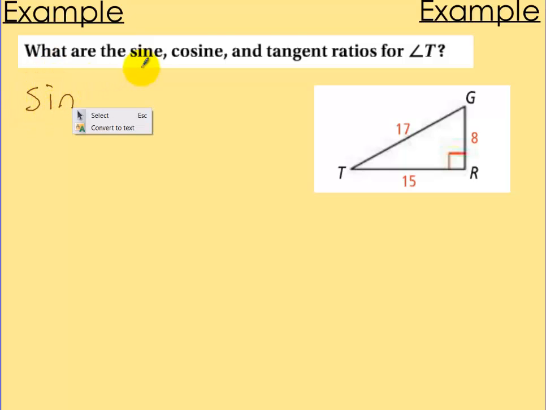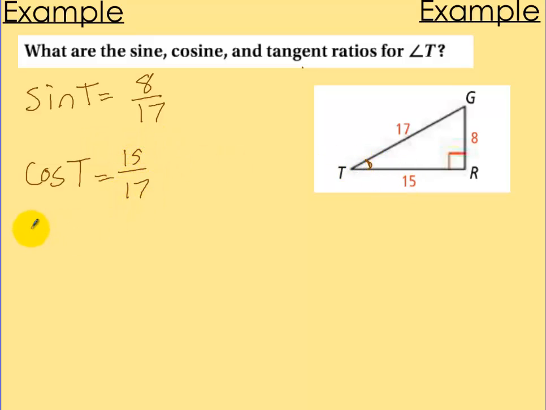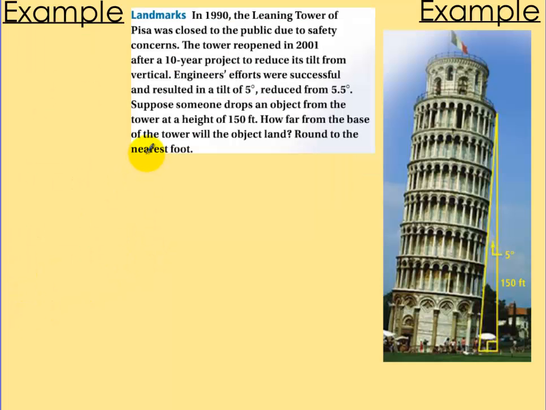Alright, we've got to find the sine, cosine, and tangent ratios for angle t. So that's the angle right here. Well, the sine is going to be opposite over hypotenuse, so 8 over 17. The cosine of t is going to be adjacent, so 15 over 17. And the tangent of t is going to be opposite over adjacent, so 8 over 15. There we go. Next example.